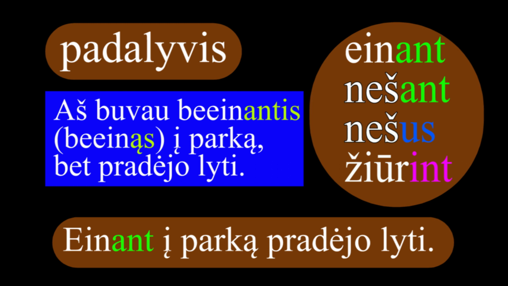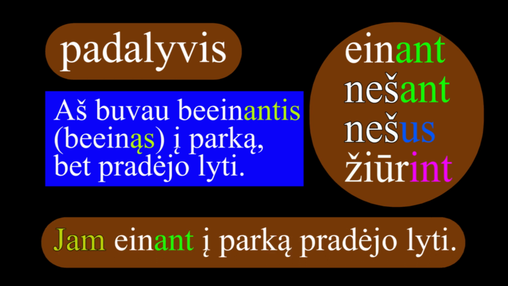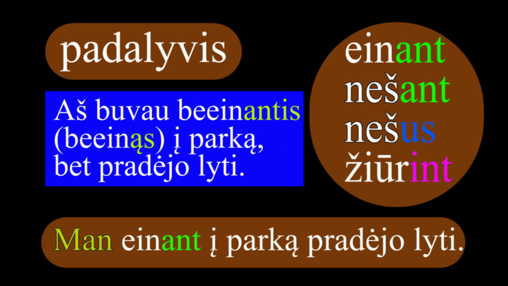So we don't know who was going to the park. Einant, it doesn't say to us who was going. Me, you, him, us, we don't know. Just somebody was going. Einant į parką pradėjo lyti. We can say jam einant į parką pradėjo lyti. For him, jam einant, man einant. For me going to the park started raining. It means while I was going. Aš buvau beinas. It's aš, me. I was going. In a participle.